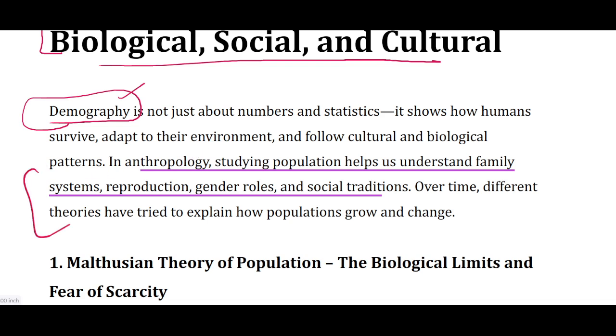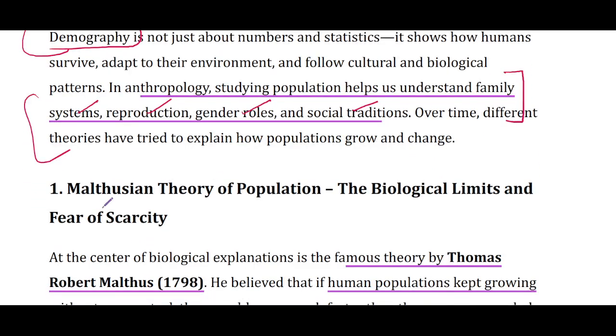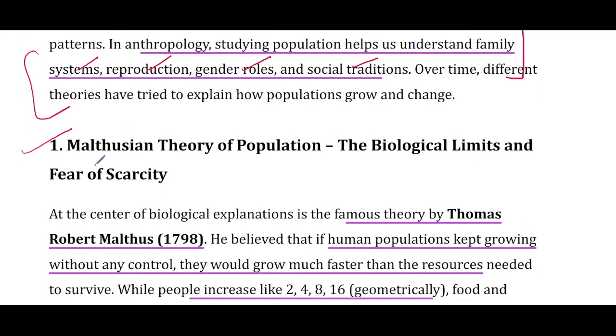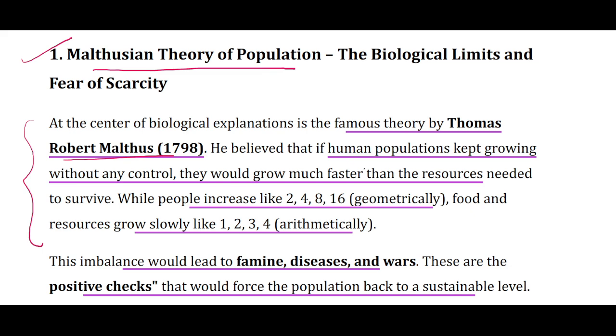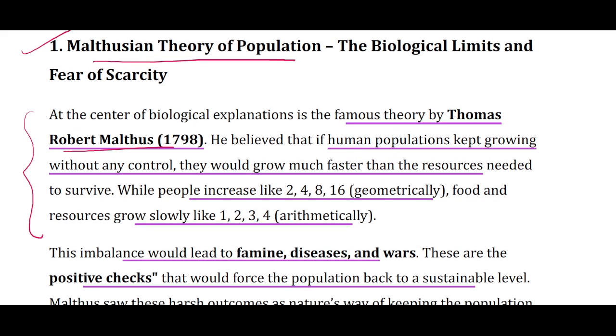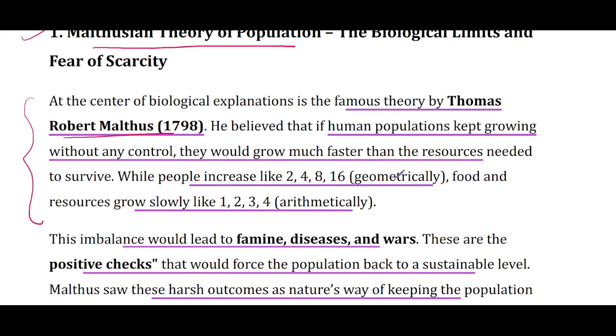And in anthropology, studying this population helps us understand family systems, reproduction, gender roles, and social traditions that vary across different cultures. Now, the first theory: Malthusian theory of population. This biological theory was given by Thomas Robert Malthus, and he believed that if human population kept growing without any control, it would overtake the resources.